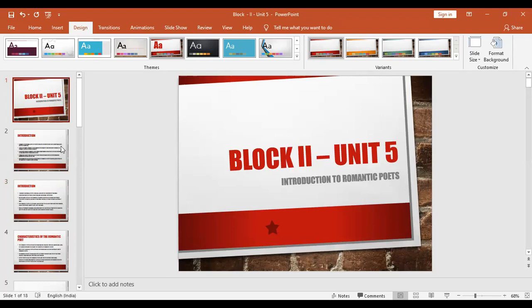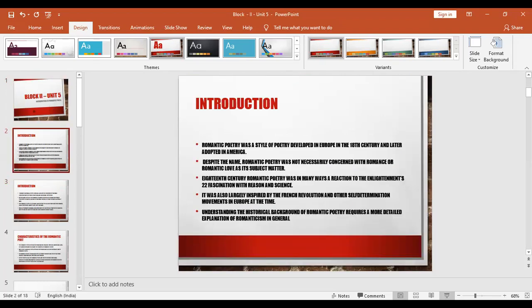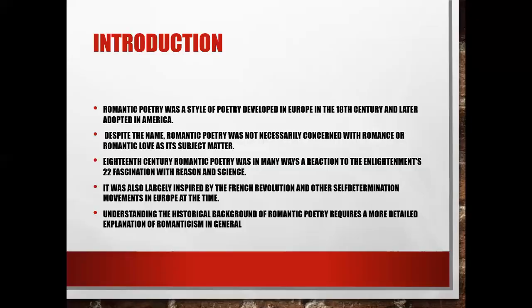Introduction to Romantic Poets. Romantic poetry was a style of poetry developed in Europe in the 18th century and later adopted in America. Despite the name, Romantic poetry was not necessarily concerned with romance or romantic love as its subject matter.